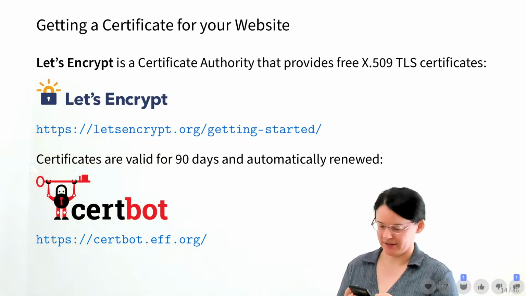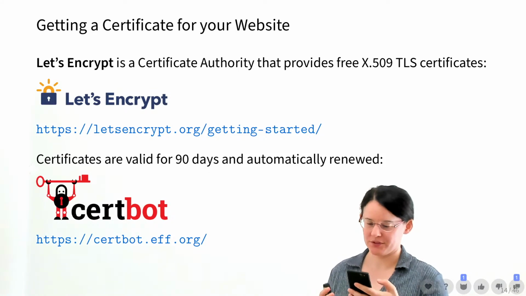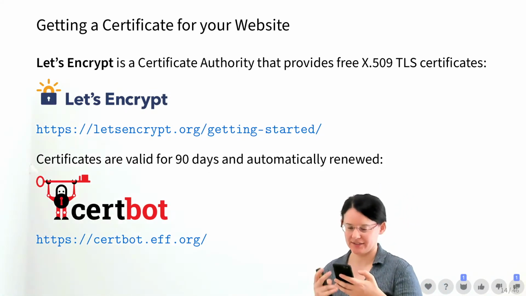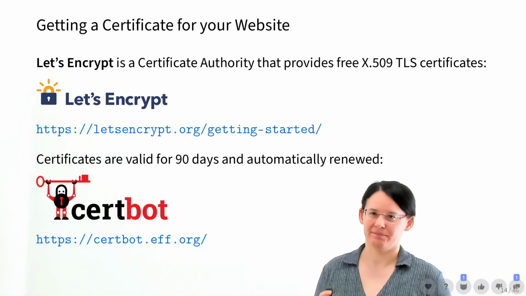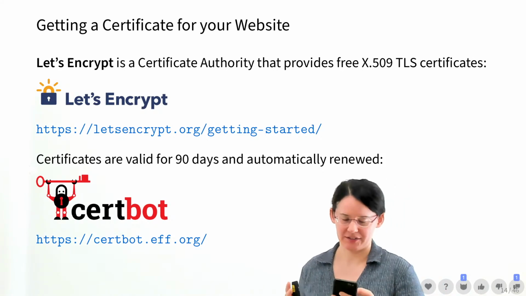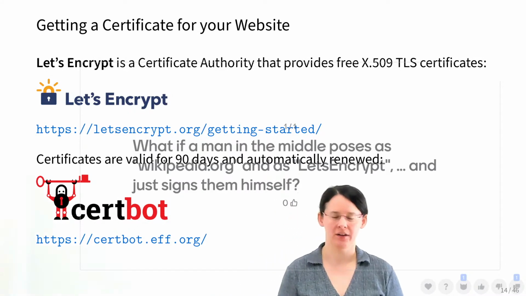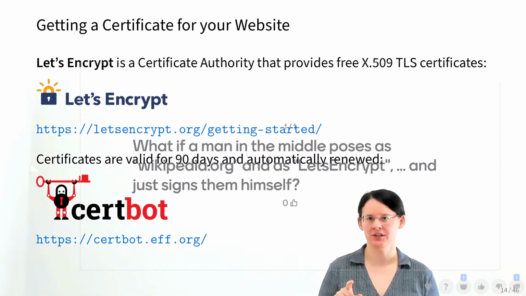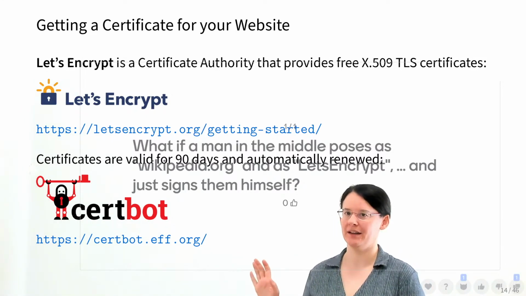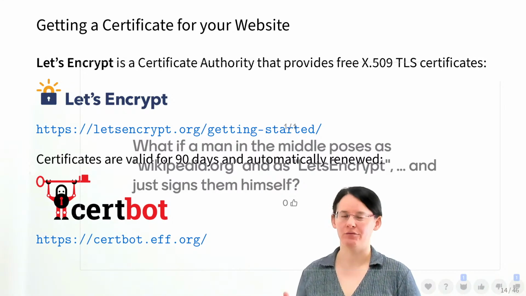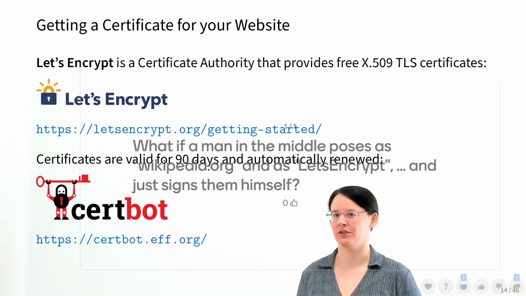Let's have a look at the Q&A. So what if a man in the middle poses as Wikipedia and as Let's Encrypt and just signs them himself? I'm not sure how to exactly understand this question because there are several potential interpretations. One interpretation would be, what if Let's Encrypt is malicious and issues a fake certificate that says this is the key for Wikipedia, but actually it's the key for some scammer, for some attacker.